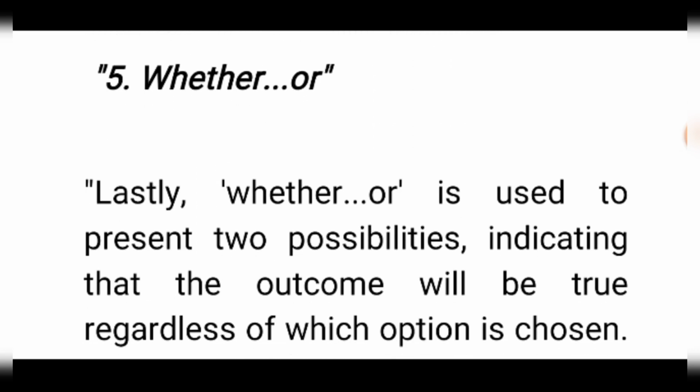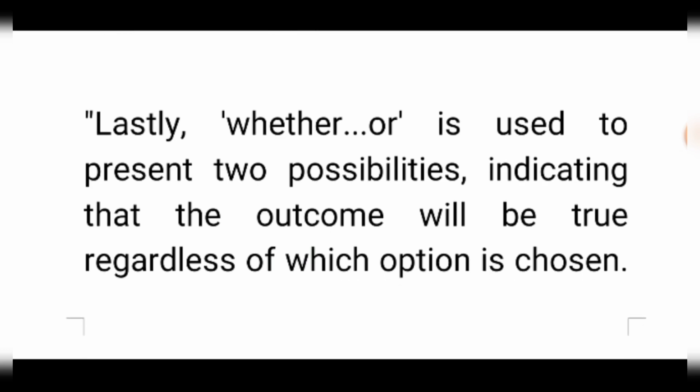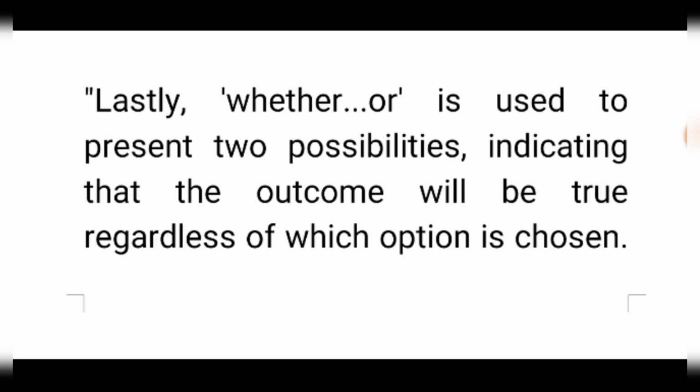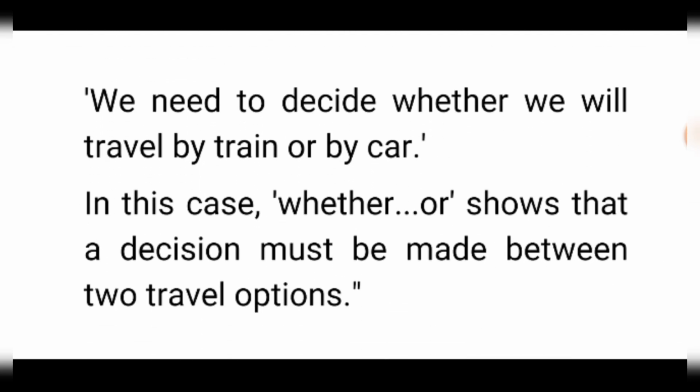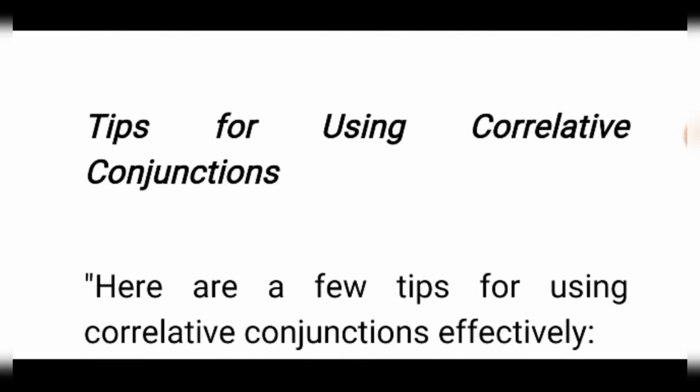Whether or, whether and or. Lastly, this is the last one. Okay, whether or is used to present two possibilities, indicating that the outcome will be true regardless of which option is chosen. For example, we need to decide whether we will travel by train or by car. In this case, whether or shows that a decision must be made between two travel options. One can be chosen.